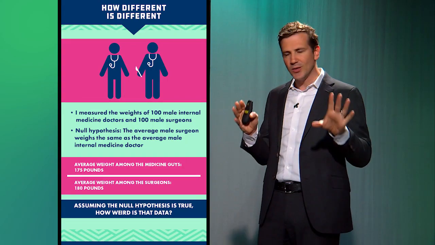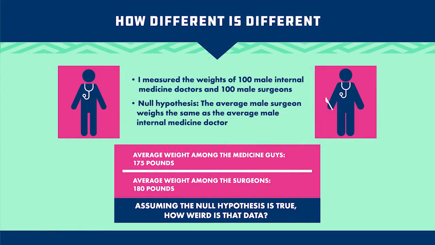All right, so just to give you an example, I measured the weights of 100 male internal medicine doctors like me and 100 male surgeons. The null hypothesis, okay, is nothing interesting is going on. What's the null hypothesis here? The null hypothesis here is the average weight is going to be the same. The average weight among the medicine guys was 175 pounds. The average weight among the surgeons was 180 pounds.